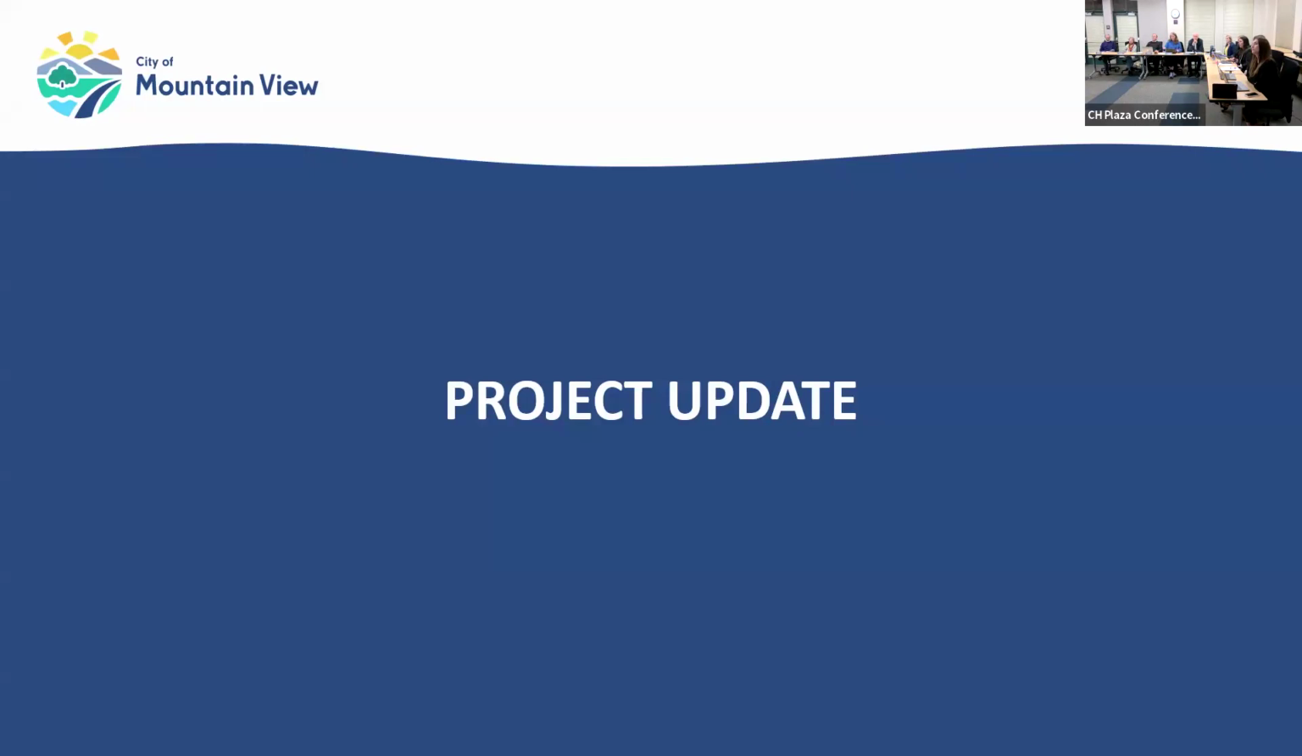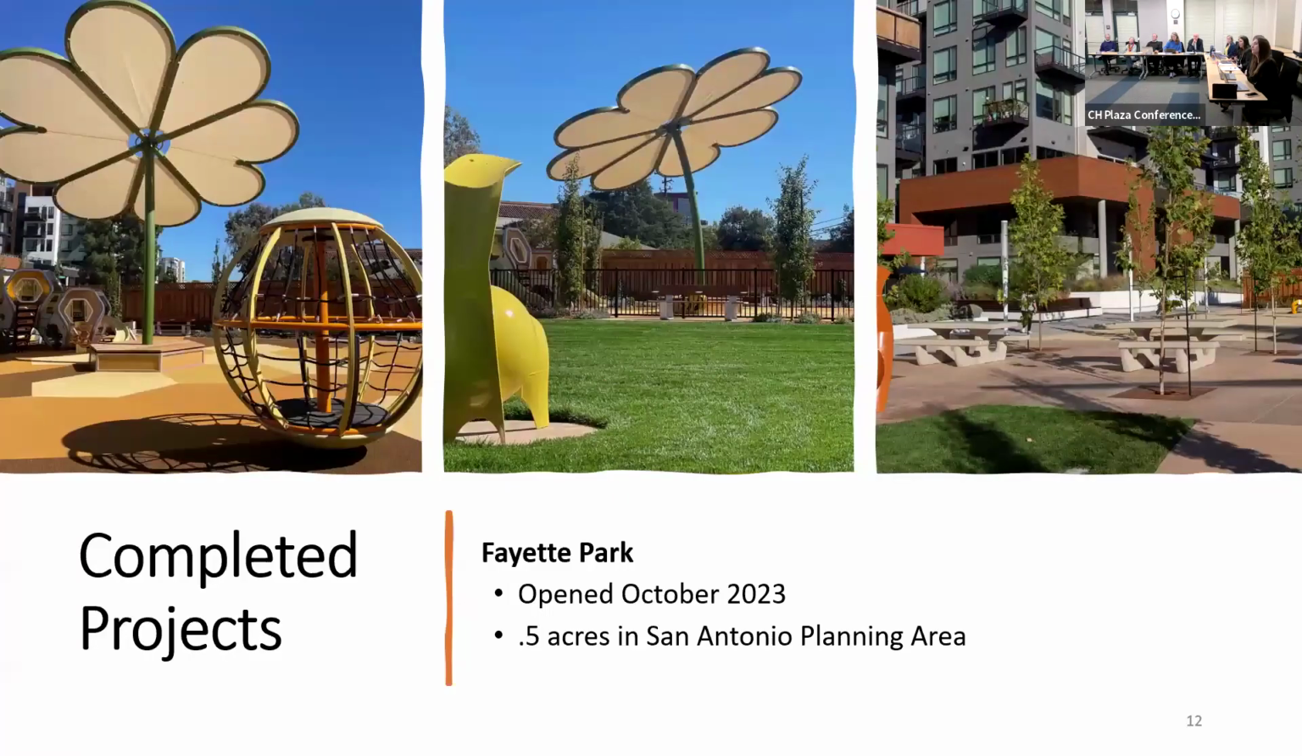And now I'm just going to go through projects that have Parkland funds committed. So first slide is just completed projects since our last presentation in May. The only one we have is Fayette Park, which opened in October. And this is 0.5 acres in the San Antonio planning area.